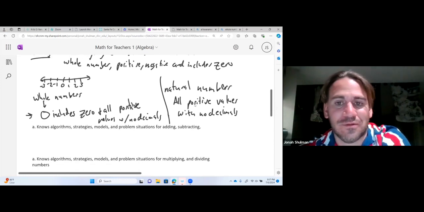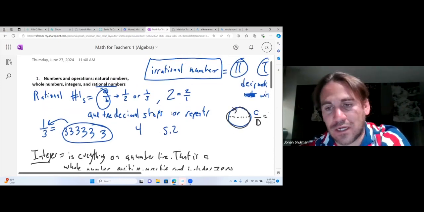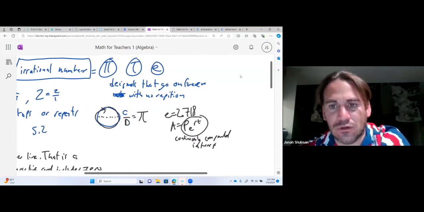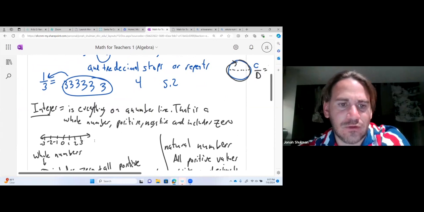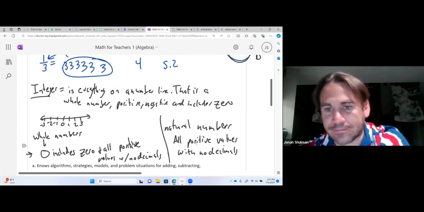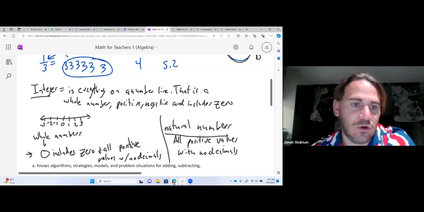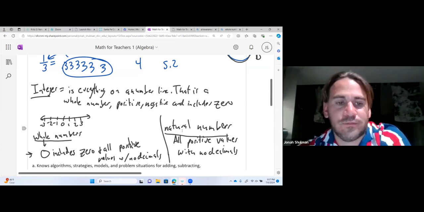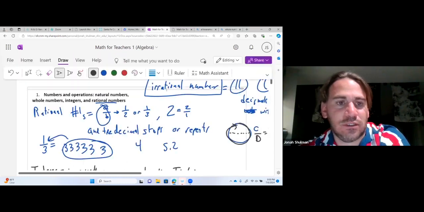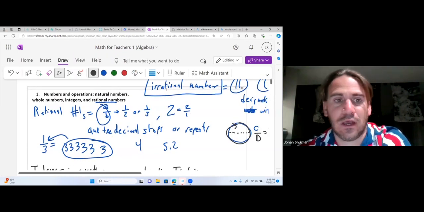All right, cool. I hope that was useful. Rationals, A over B, it's a fraction that stops. Irrational are decimals that go on forever. Integers are negative, positive, and zero. Natural are all positive with no decimals, and whole numbers are zero and positive. Cool. So that's the difference between these four things. And this is everything that we're going to be looking at.